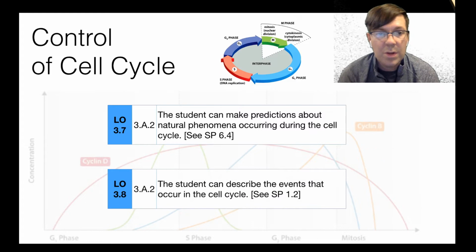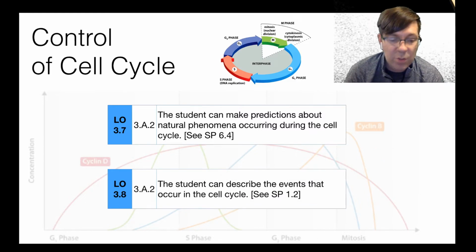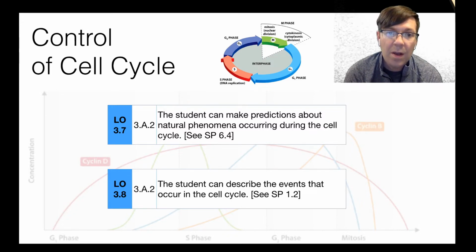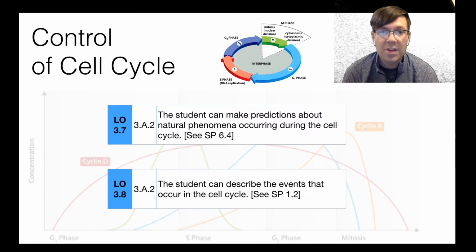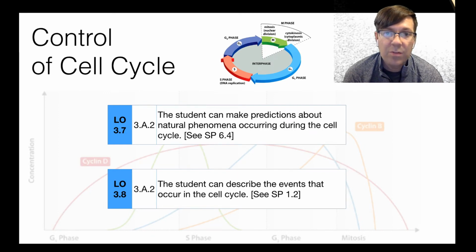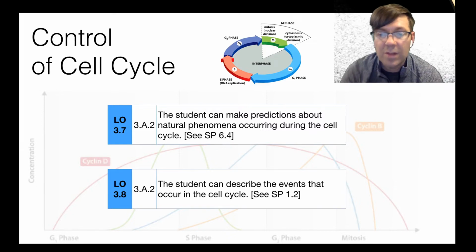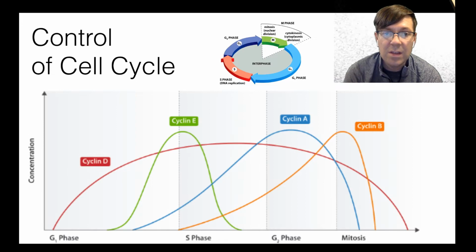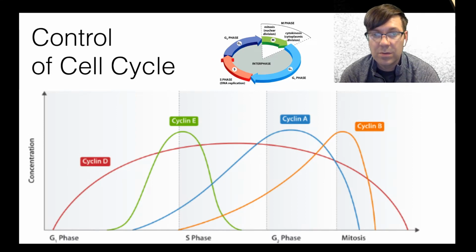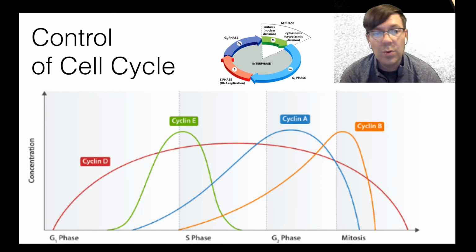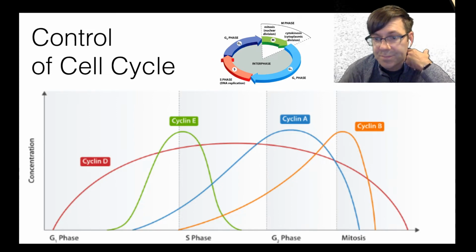All right, so I just want to check in on a couple of the learning objectives, and this is why I say you want to go back to the College Board learning objectives, because these are the test questions. You will not be expected to memorize any of the cyclins. But learning objective 3.7: you can make predictions about natural phenomena occurring during the cell cycle. So if you had this graph in front of you and you saw an increase in cyclin E, what would you predict the cell would do? It looks to me like this increase in cyclin E is the thing that pushes the cell out of G1 and causes it to begin S phase.